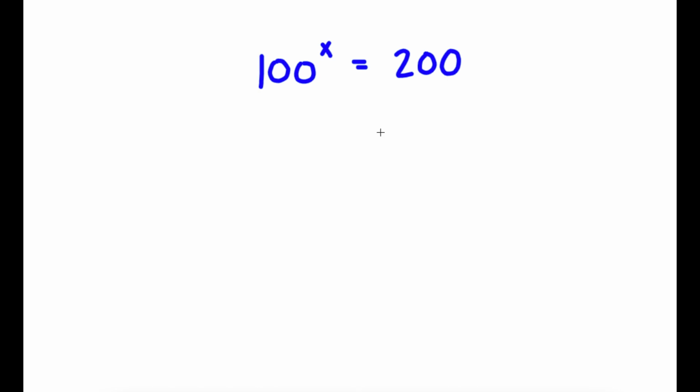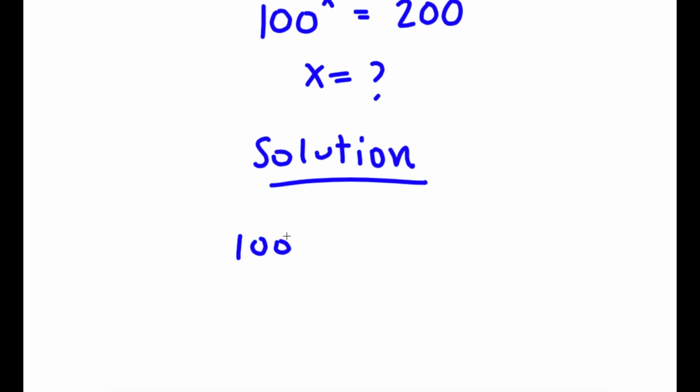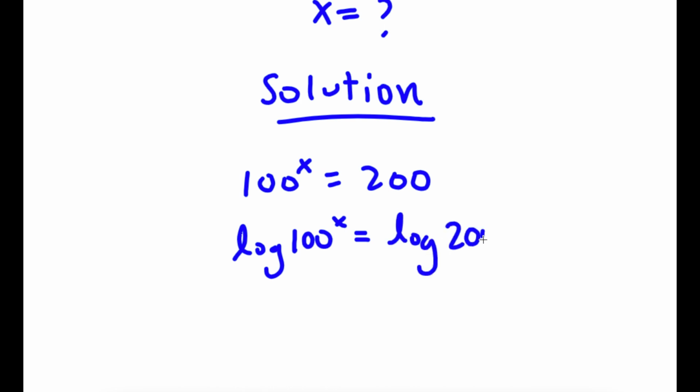Alright, so in this problem, I have 100 to the power of x is equal to 200. So I'm going to find the value of x here. So for my solution, I first start with 100 to the power of x is equal to 200. And now I'm going to take the log on both sides. So now I have log 100 to the power of x is equal to log 200.